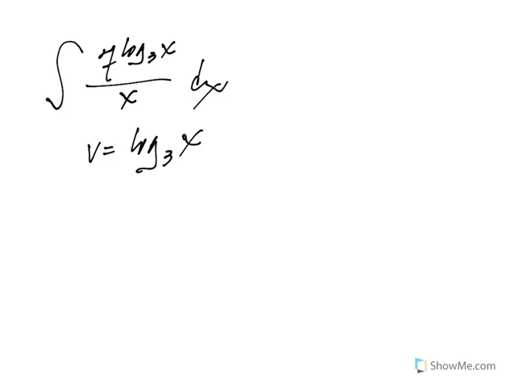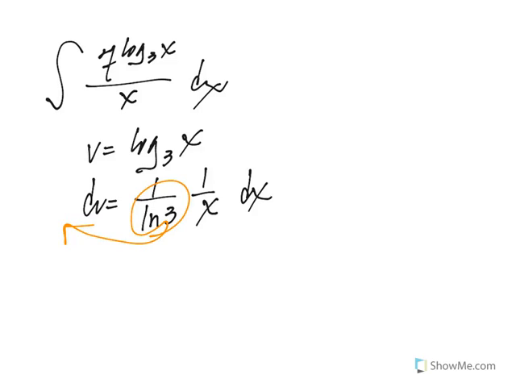Now, if you recall from earlier in 5.5, when I derive a log with a base other than e, what I get is 1 over the natural log of the base times 1 over what I'm logging times the derivative of what I'm logging. The dx then comes to the other side, putting the derivative in differential form. I need 1 over x dx. I don't need the ln 3, so the ln 3 can come to the other side. This gives me the natural log of 3 du is equal to 1 over x dx.